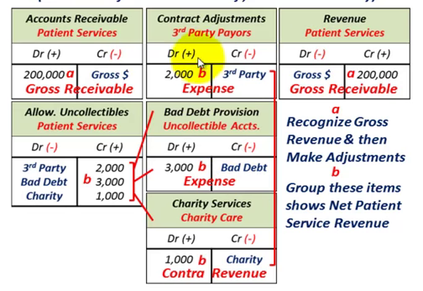So let's go through a brief example. Let's say we have some accounts receivable for patient services. We would debit those accounts receivable at the gross amount of $200,000. Then moving over to our revenue account for patient services, we credit it for $200,000, the gross receivable amount. So you recognize your gross revenue, and then you make some adjustments to it. You make those adjustments through your allowance for uncollectibles, as a contra to your accounts receivable.